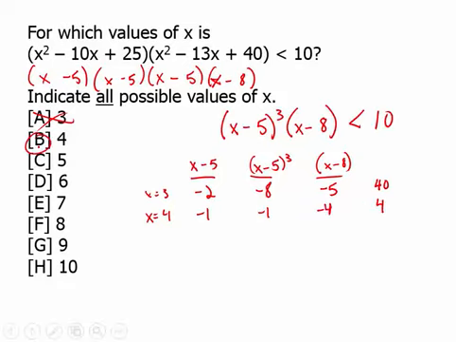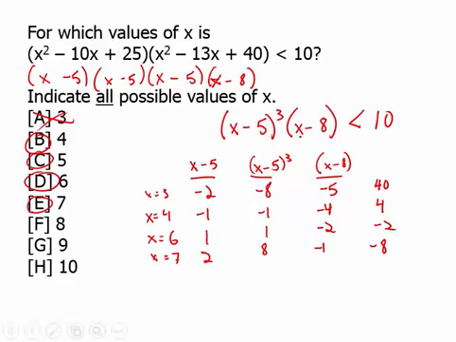That does work. If we plug in 5, we get 0. 0 is less than 10. That works. If we plug in 6, we get 1 cubed, 1, and negative 2. So negative 2, of course, is less than 10. So that works. If we plug in x equals 7, we get 2 cubed is 8 times 7 minus 8 is negative 1. So that's negative 8. That also works. That's less than 10.